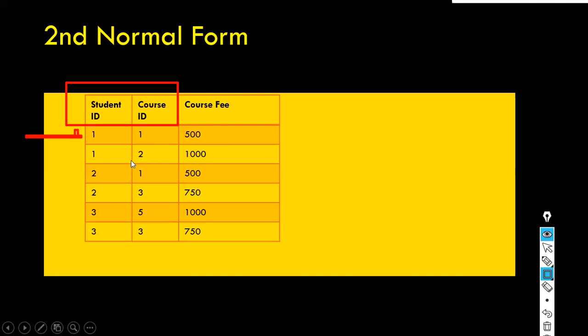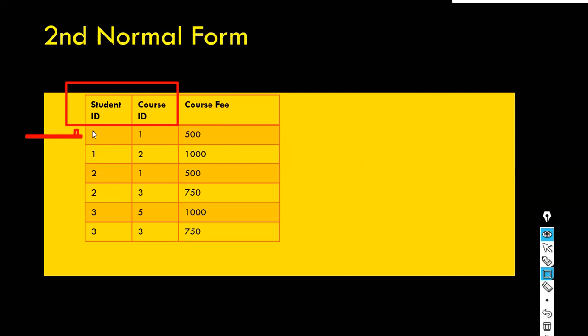So if I put one more time the same combination, do you think that is going to meet the first normal form? No, right? Duplicate. Yeah, duplicate. Very good. So 1, 2. 2, 1. 2, 3. 3, 5. 3, 3. Okay, and this is a composite key. Fine. But here, each student says the same. This student has taken course ID 1. This student also opted for course ID 1, right?